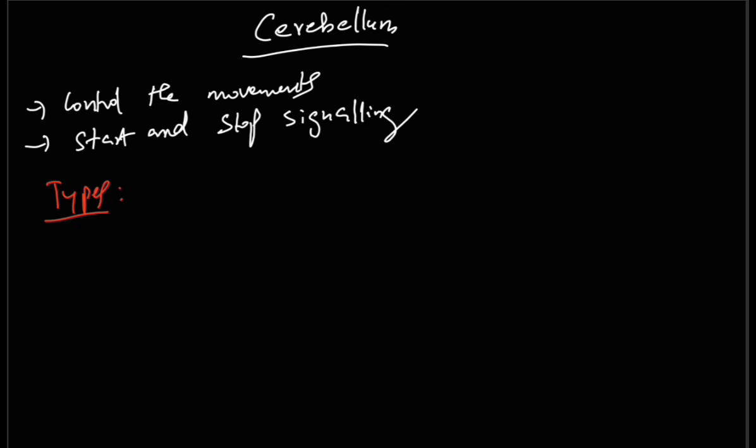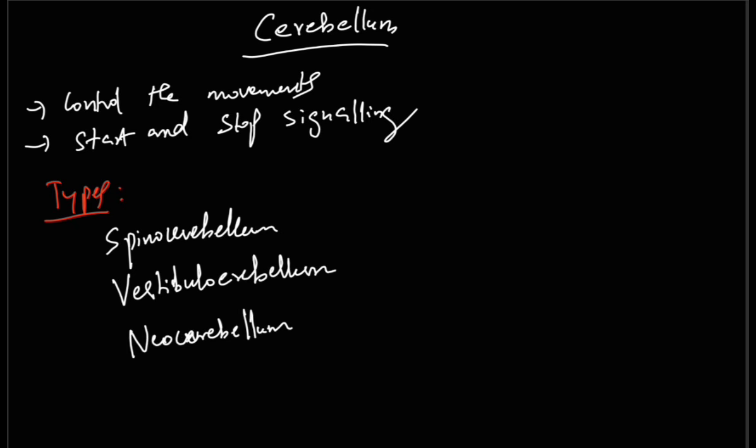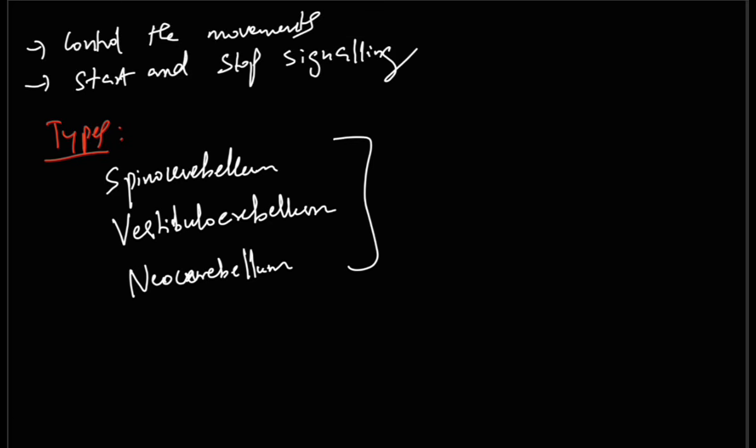Let's see the types of cerebellum. First is the spinocerebellum, then the vestibulocerebellum, and next we are going to talk about the neocerebellum. So these are the three types of cerebellum.